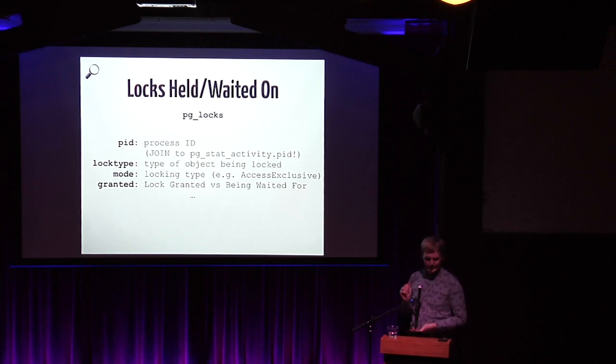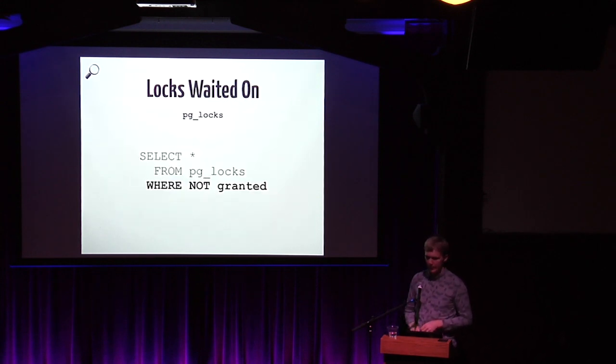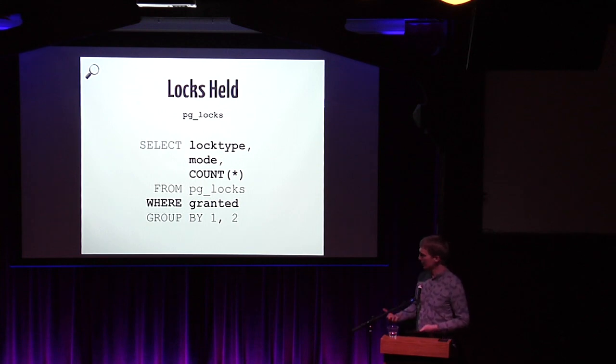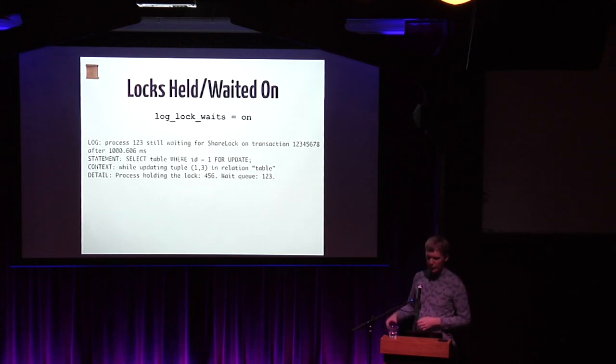So it tells us which process holds which lock. It tells us if something is waiting for a lock or if we already have the lock. So you can see what's being waited on. You can also see what's being held right now, which is sometimes useful because oftentimes this tells you which locks are active. And then you can also use log lock waits to see it in the log.